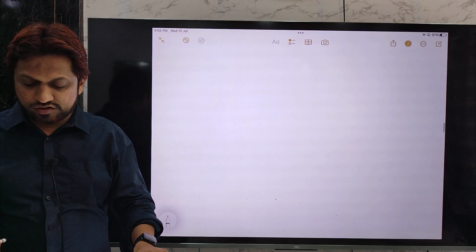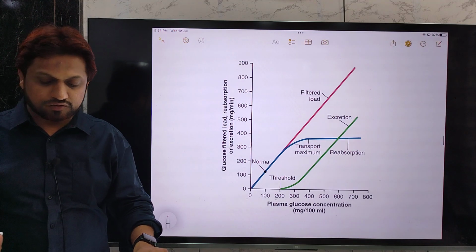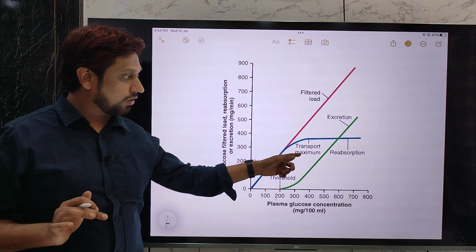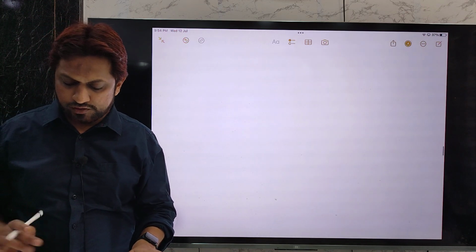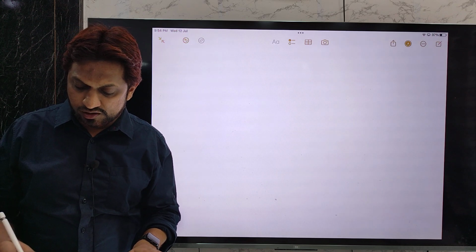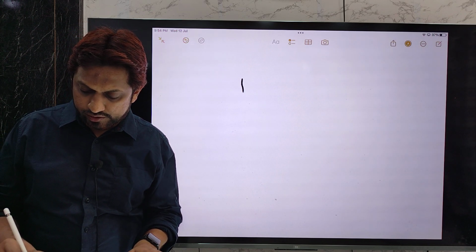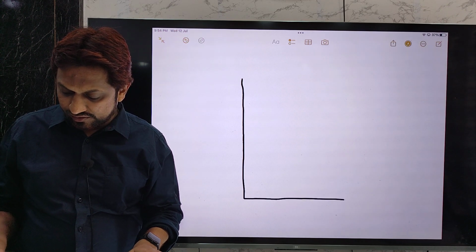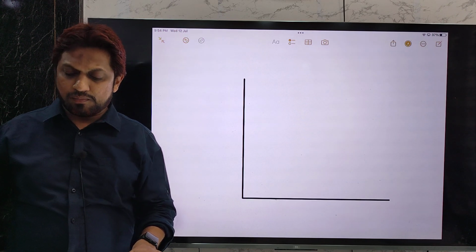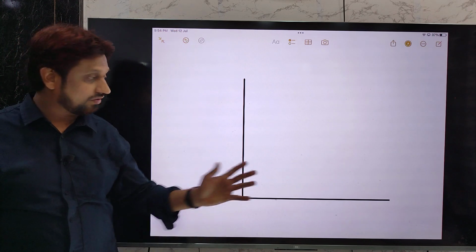Okay, so I'll just draw a graph. This is what we are going to discuss. Today's topic is transport maximum. This is a ready-made graph, but I will draw a graph for you so that the concept will be more clear. So let me draw a graph. Hope you are understanding this. I think the video is a bit lengthy, but still it's worth understanding these basics.